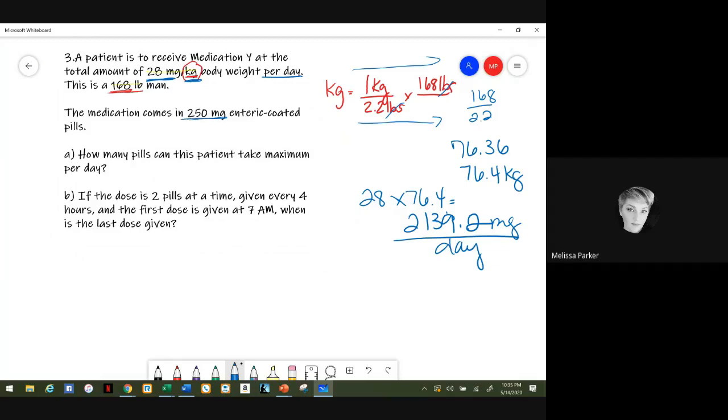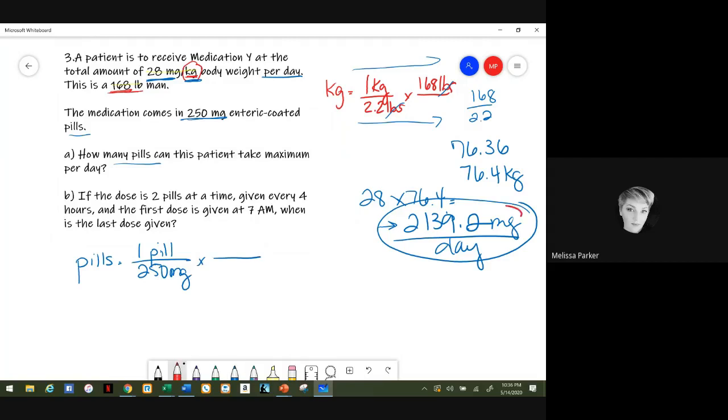And then this is what the medication comes in. So how many pills does this patient take maximum per day? So we can't go over this amount. It has to stay in this limit for it to be safe for a patient. So now we're going to solve for pills. We know that one enteric-coated pill is 250 milligrams, and our patient is going to get this dosage right here.